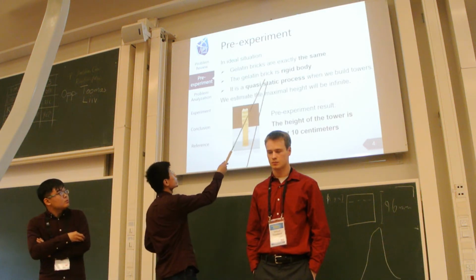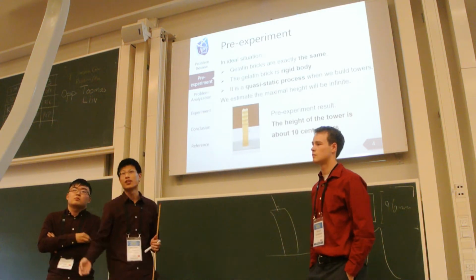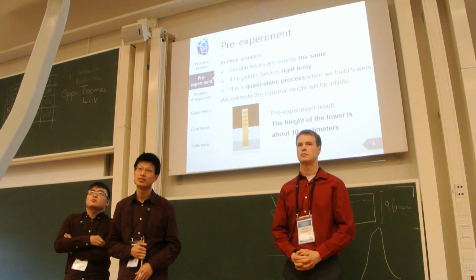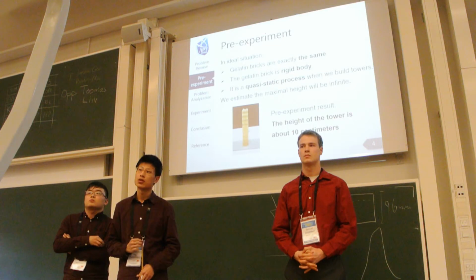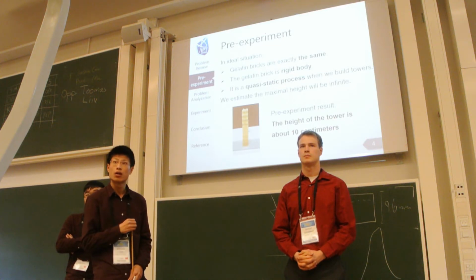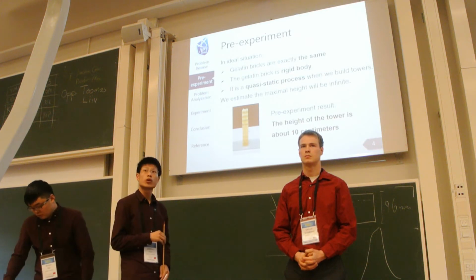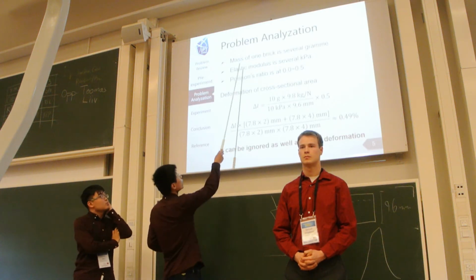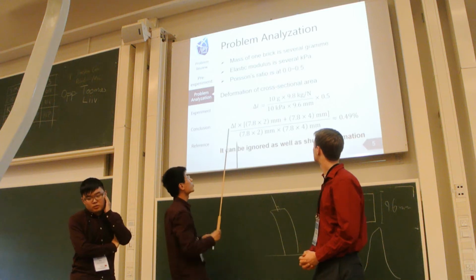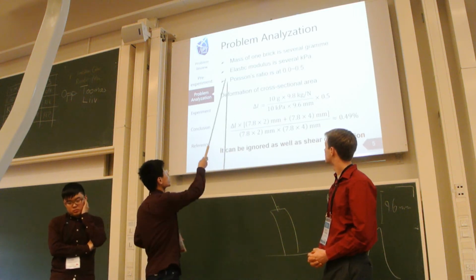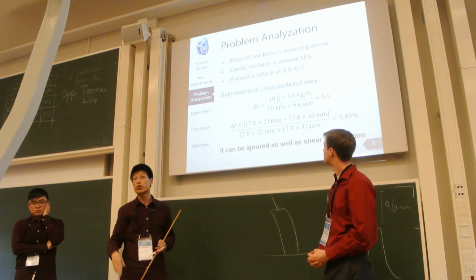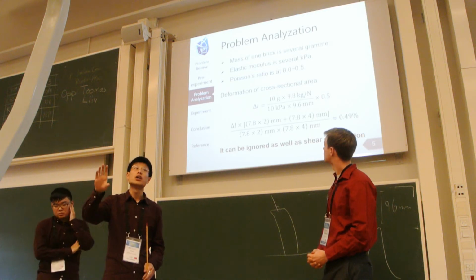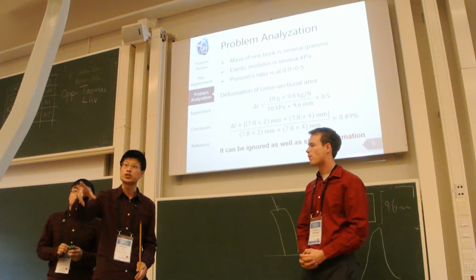The second assumption I stated is a rigid body. It never collapses. The bricks never collapse because of the weight. Yes, but we calculated it, because you can see the mass of one brick is just several grams, and the elastic modulus is several kPa. If you want to make the bricks collapse, you need more than 1,000 bricks on top of it.